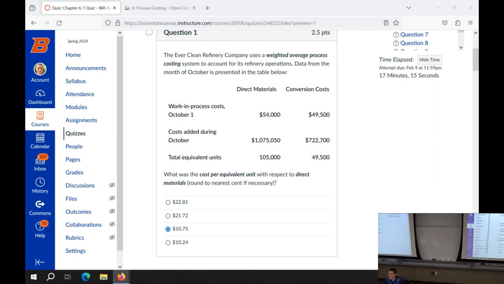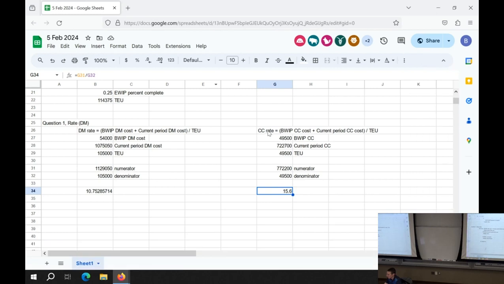What do we get? Anybody get a rate? 15.6. That's what I got too. Anybody get different? If you got different from that, let's go over how we get it. I won't try to shame you if you got it differently. See, the conversion cost rate is going to be our beginning WIP conversion costs. CC stands for conversion costs.